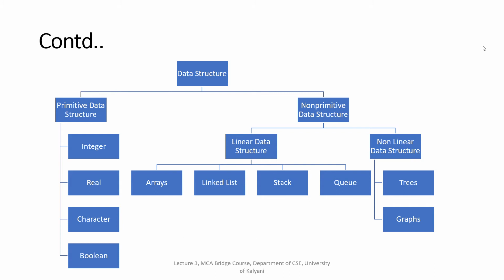Non-primitive contains linear and non-linear data structures. Within linear data structure, arrays, linked list, stack, and queue. Arrays are a collection of data. Linked lists are a collection of data but not in a consecutive manner. Stack is a different kind of structure which has broad application in different domains. Queue is also a different kind of data structure which is broadly used in process management, something like a process queue, for example.